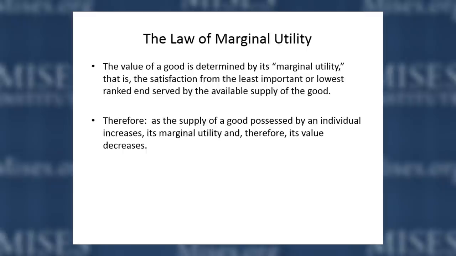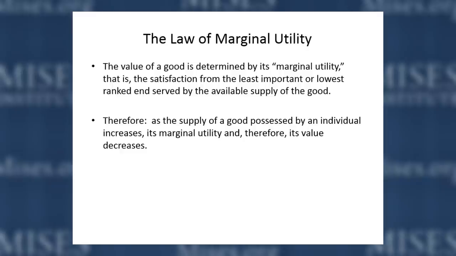Marginal means relevant. Utility means satisfaction. So it's the satisfaction from the least important or lowest ranked end served by the available supply of the good. That determines the value of all units of the good that you possess. The value comes from the least valued unit, the unit that satisfies the least valued want. So what the law of marginal utility leads us to understand is that as you increase the supply of a good that an individual possesses, the value of the good falls. The more you have of a good, the lower its value is.